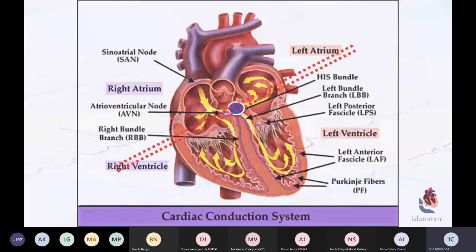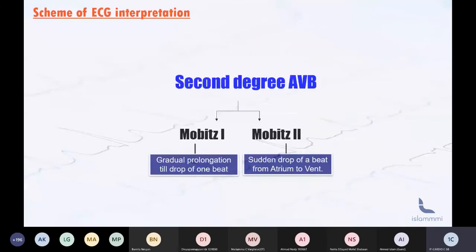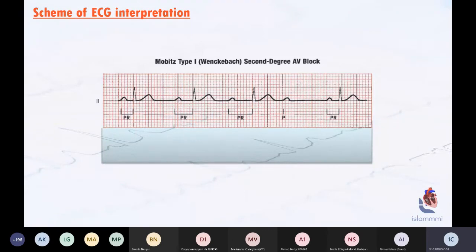So we have now more slowing in the AV node, as we can see. So the bridge now is overcrowded and the cars are moving very slowly. Some cars will cross from one city to another. Some cars will not be able to do this. So we have two different types of the second degree. Either we have type 1 or type 2. Type 1 is very benign.